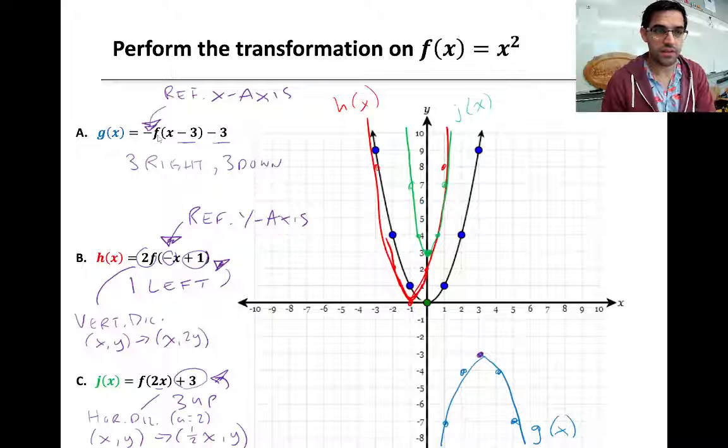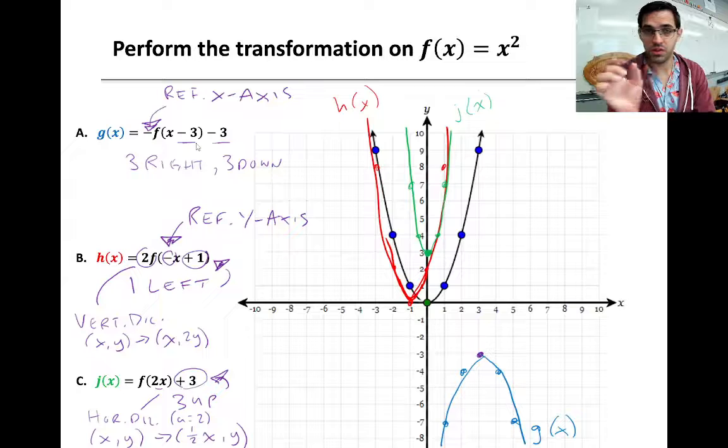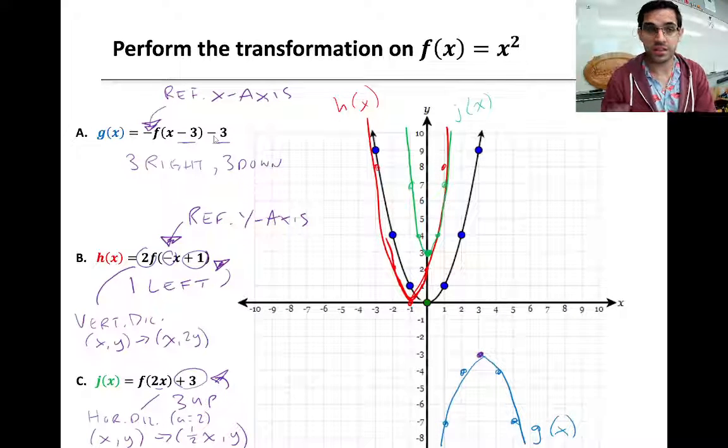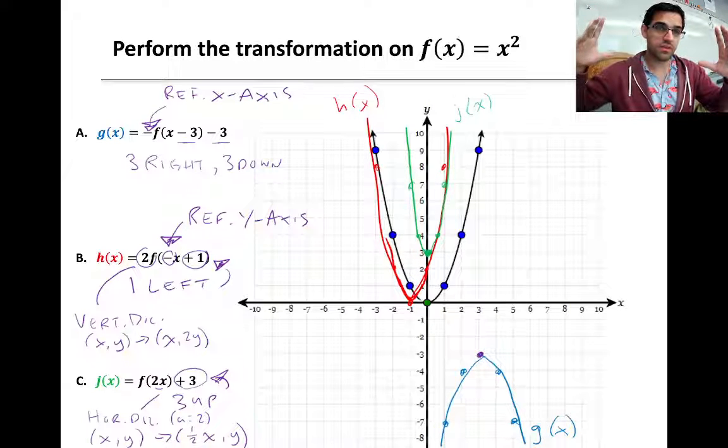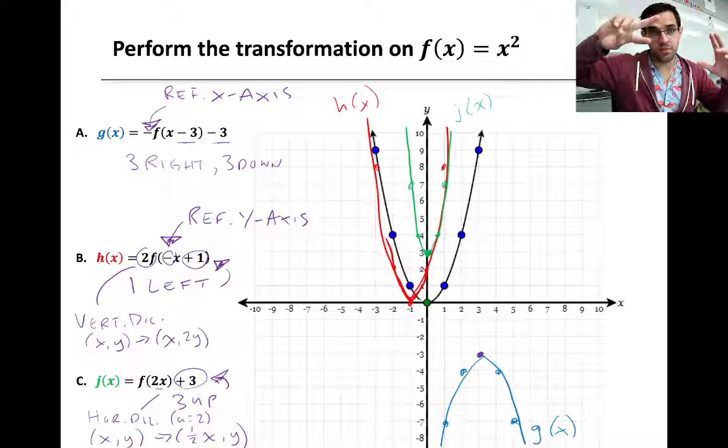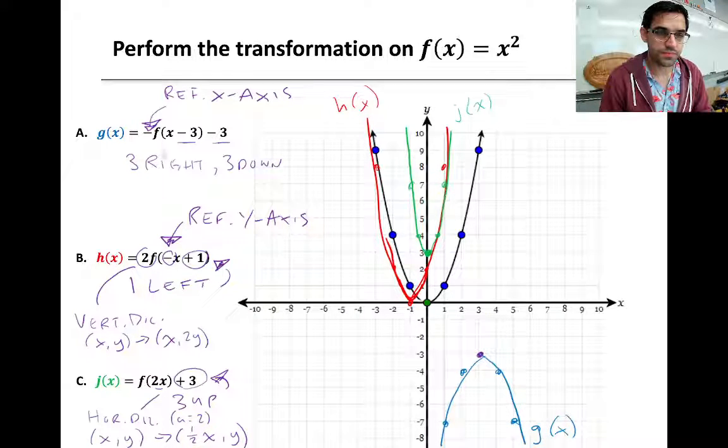So we're looking at f of x, and g of x is negative f of x minus 3, minus 3. So x minus 3 means we have a horizontal translation, going 3 to the right. The minus 3 outside of the brackets means 3 down, a vertical translation. And the negative outside is like a negative sign outside of brackets, so it's going to be taking the y values and flipping them over the x-axis. So that's a reflection over the x-axis.